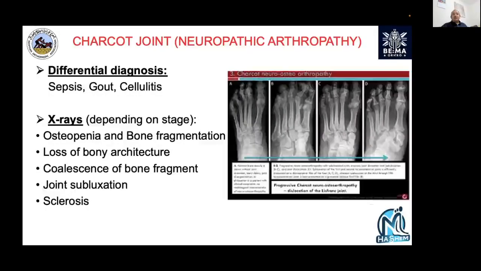As you can see, we have stages of Charcot according to the X-ray. Basically, from a mild deformity, just hyperemia and osteopenia, this is the first stage. Then after that, you start to lose the bone architecture. You see the X-ray and you can spot there's something wrong going on, but you cannot spot clearly what the problem is. The stage after that, the joint starts to sublux and dislocate, and this ends with a completely sclerotic deformed joint. Differential diagnosis to this is definitely infection, gout, and cellulitis.